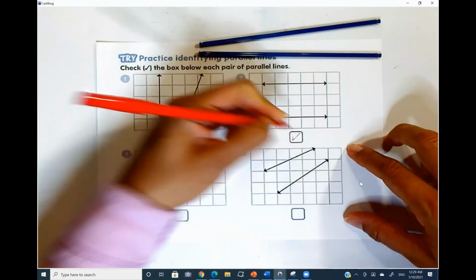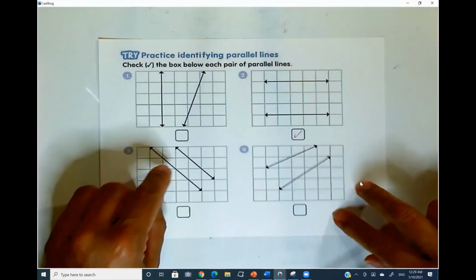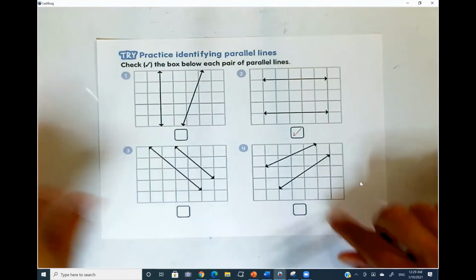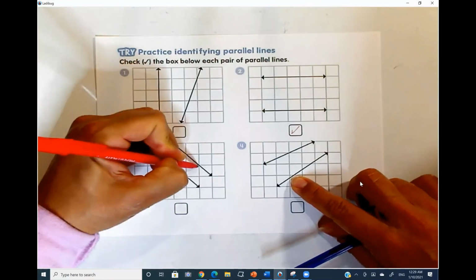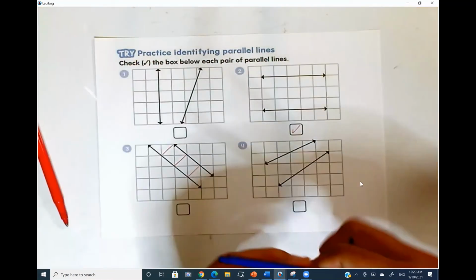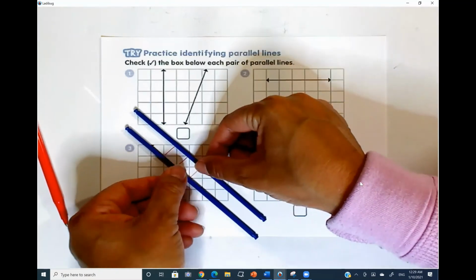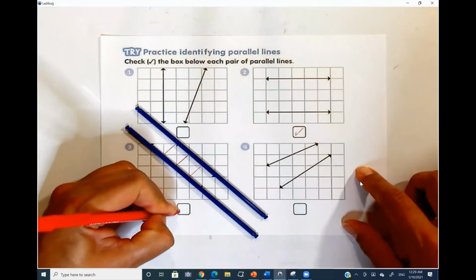Let's look at example number 3. Even though they are in diagonal, I notice they have 1 square distance. It's a diagonal, but still 1 square. I can even count it here, 1 square, 1 square, 1 square. And if I prolong the lines, I can notice that they keep the same distance. They're not getting closer. So they seem to be parallel lines.